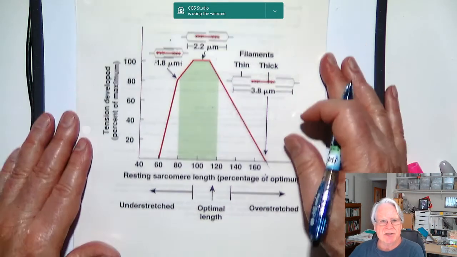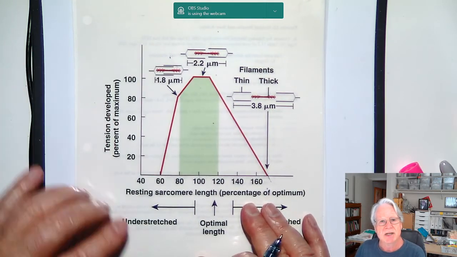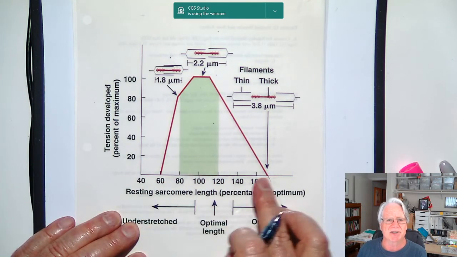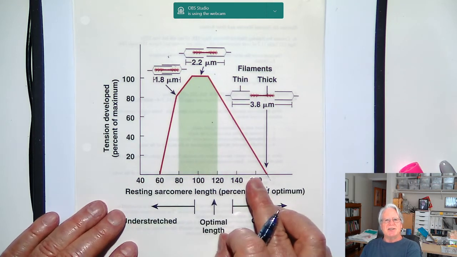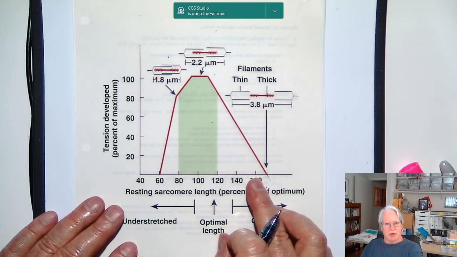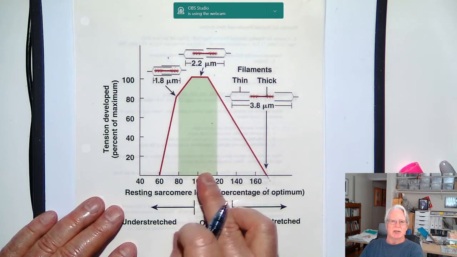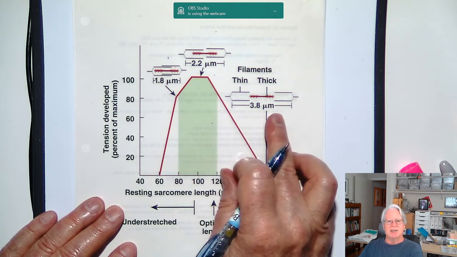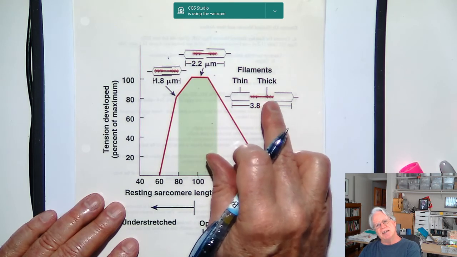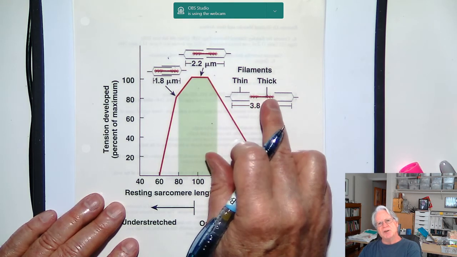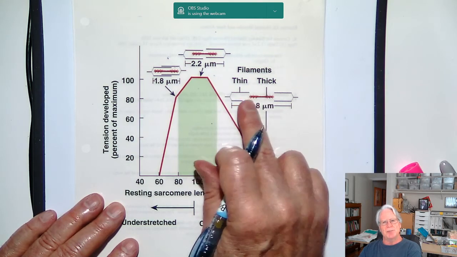So if we look at this chart, along here is force or tension. And along this bottom axis is the amount of overlap between thick and thin filaments. Let's take a look at the extremes first, and then we'll look at the optimal range and talk about that. So here, this is probably the easiest one to understand. Here, there is no overlap between thick and thin filaments. If there's no overlap, then there can be no cross bridges. If there are no cross bridges, there can be no force applied.